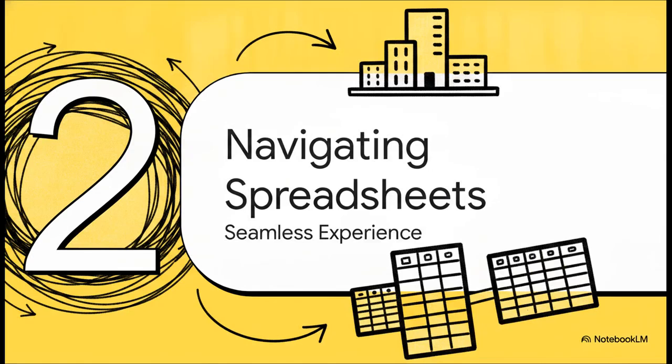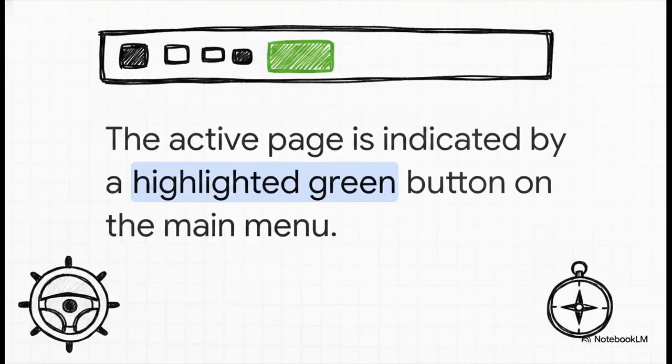Moving on to Section 2, navigating the spreadsheets for a seamless user experience. Now, with all that massive data we just talked about, efficient navigation isn't just a nice-to-have, it's absolutely crucial. Take the HVAC copper page, for instance. It lists type L pipe from 1/4 inch all the way up to 8 inches. But to keep you firmly in the driver's seat, the active page you're on is always clearly indicated by a distinctly highlighted green button right on the main menu. You're literally never going to lose your place.